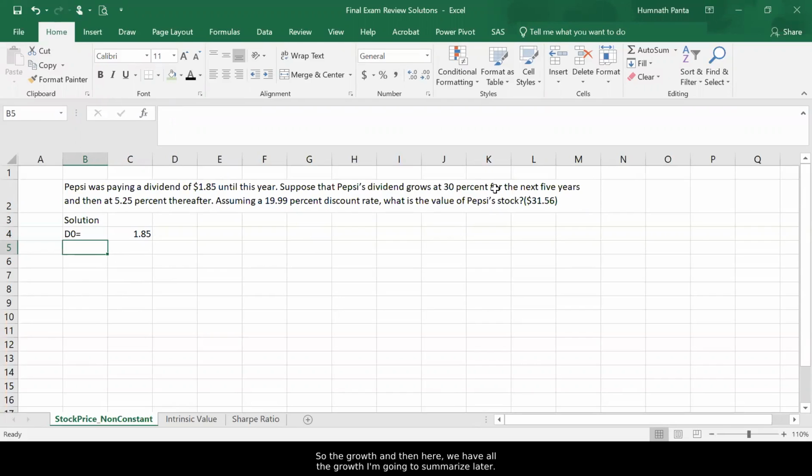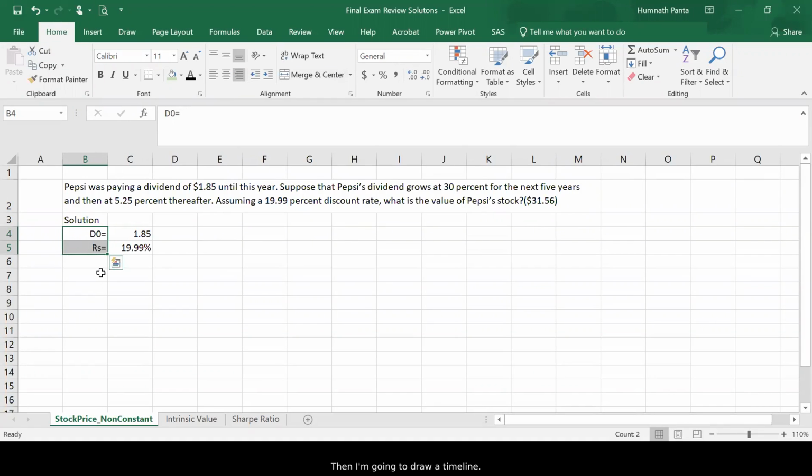And then other information, let's see what is given here. So the growth, and then here we have all the growth I'm going to summarize later, and then we have cost of capital. So here in stock valuation, we call R sub S for stock cost of equity. So that is 19.99%. Okay, so we did summarize those two things here.